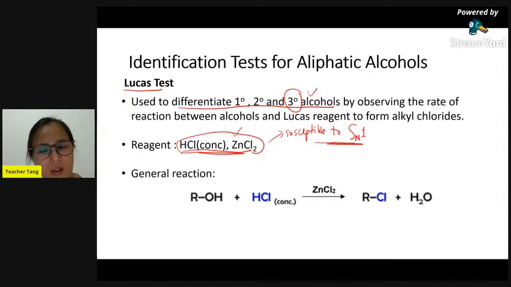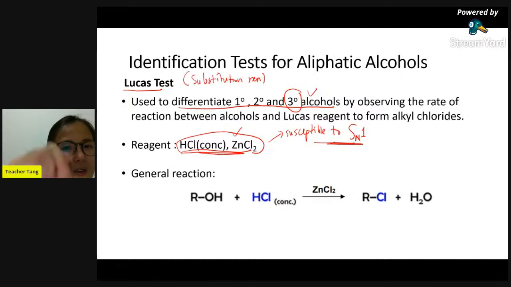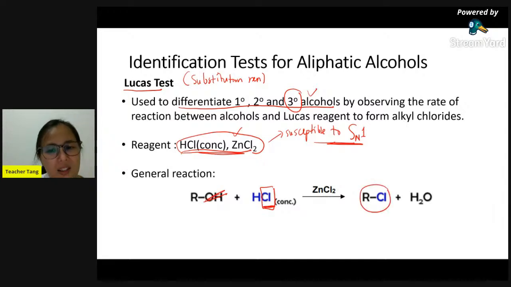Okay, so basically in the Lucas test, what is happening is a substitution reaction. The halogen replaces the hydroxyl group. So this hydroxyl group is replaced by the halogen to give you your product. And this OH then combines with H to give you water as the byproduct. So that is the general reaction for the Lucas test.